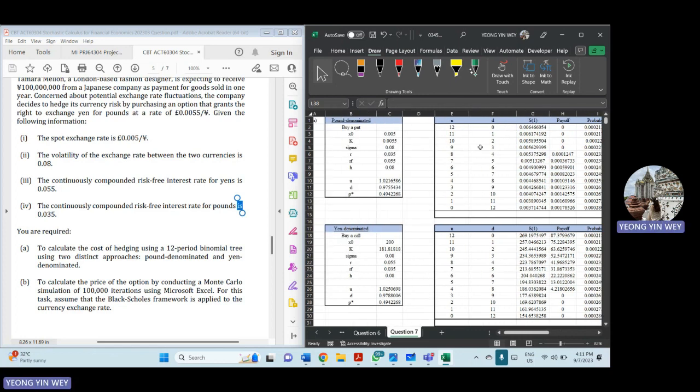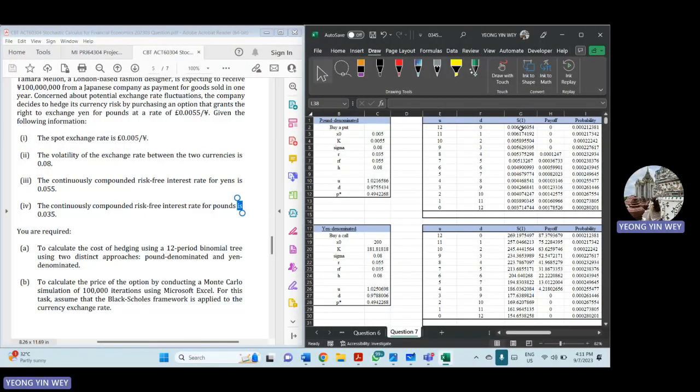That's why our payoff, if the stock price is higher than the strike price, then we are not exercising the put option. That's why our payoff is 0. If our stock price is lower than our strike price, then we will exercise the put option, and the payoff will be equal to strike price minus stock price.